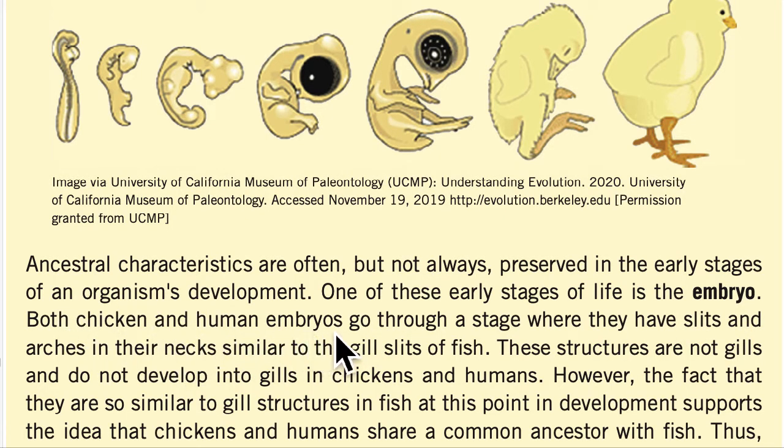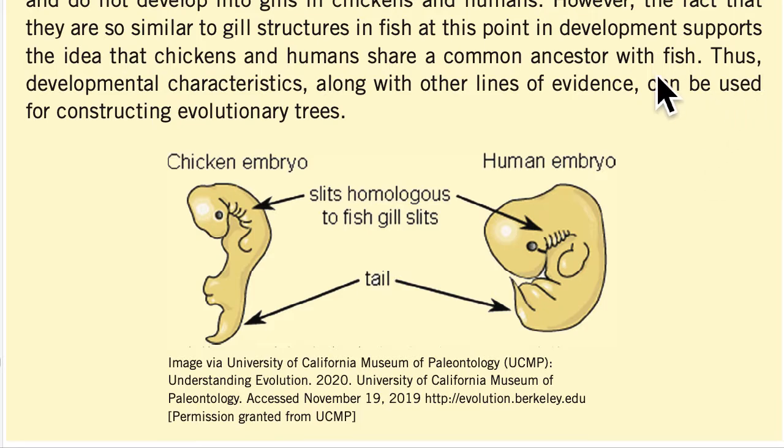Both chicken and human embryos go through a stage where they have slits and arches in their necks, similar to the gill slits of fish. These structures are not gills and do not develop into gills in chickens and humans. However, the fact that they are so similar to gill structures in fish at this point in development supports the idea that chickens and humans share a common ancestor with fish. Thus, developmental characteristics, along with other lines of evidence, can be used for constructing evolutionary trees.